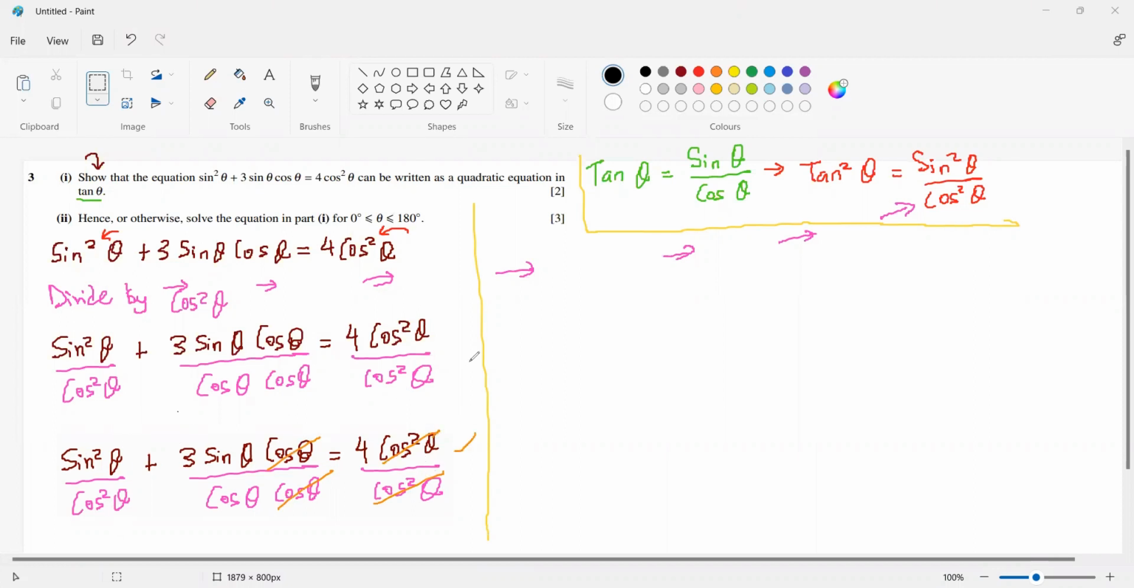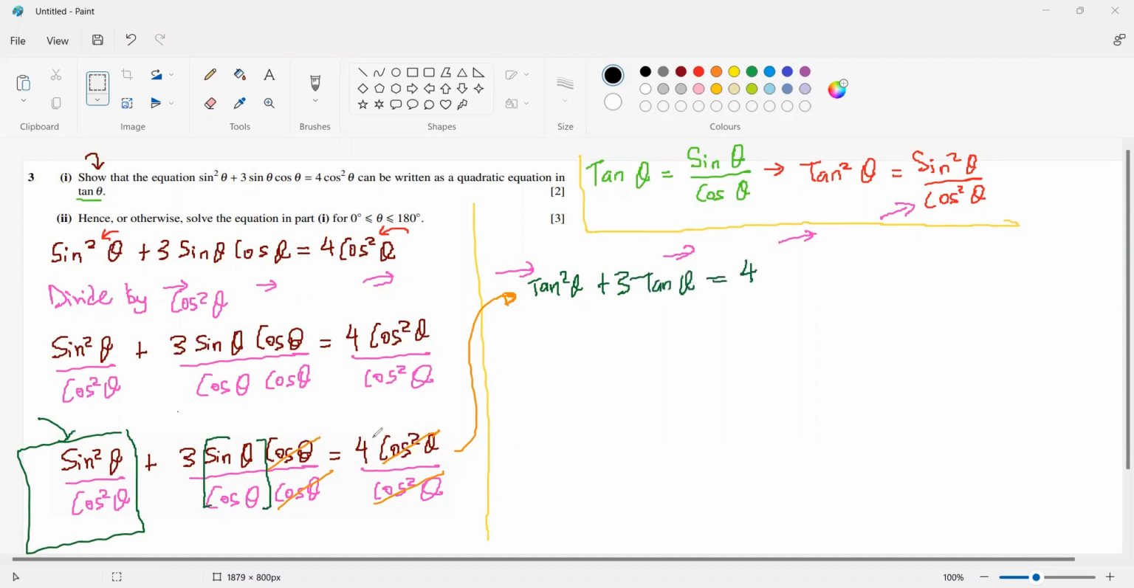So that means from here, at this step, we can turn the first one into this part. It becomes tangent square theta. You notice that? So this part, 3 of sine theta over cos theta, that means plus 3 tangent theta. And then this is equal to, on the right, there's no more number. It's all cancelled out. This is like 4 times 1, so just 4. So we can see easily that now it's a quadratic equation in tangent theta. Done. So the first part is done actually, yeah.